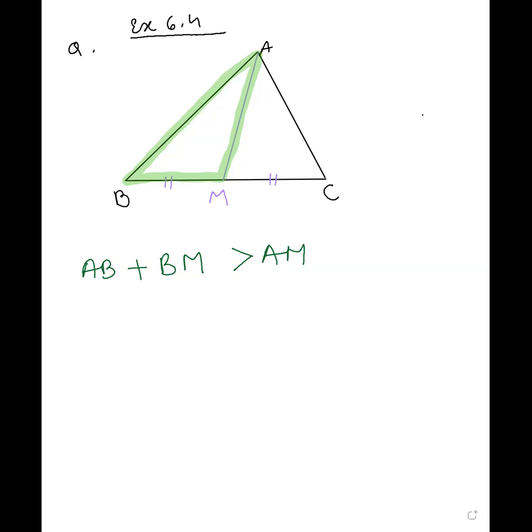Now, focus on the other triangle. What's the name of this triangle? ACM. So in this triangle, we can say that AC plus CM is greater than AM.